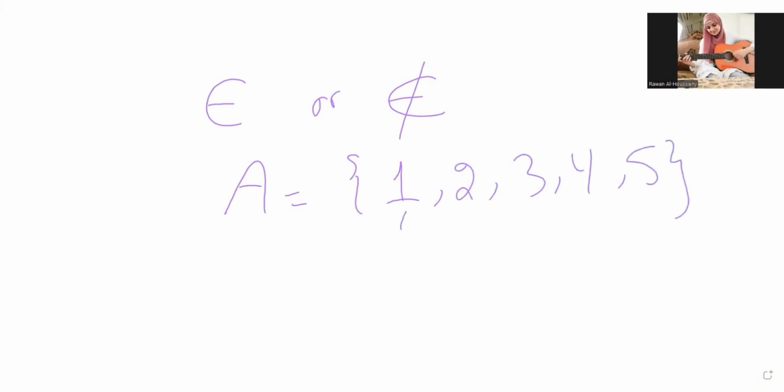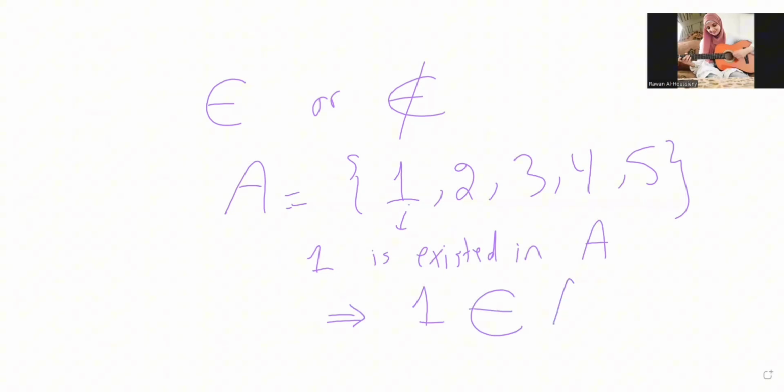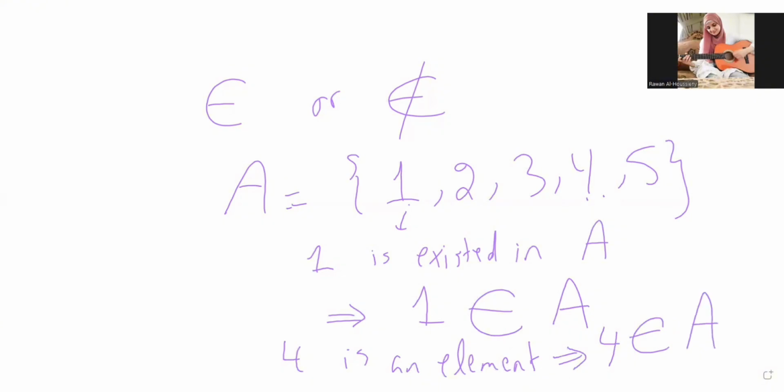We have the number 1. 1 is found, or exists, in the set A. So 1 is an element of the set A, and we can say that 1 belongs to the set A. Another example: let's say 4. 4 is found in the set A, so 4 is an element of A. Since 4 is an element of A, we can say that 4 belongs to the set A.